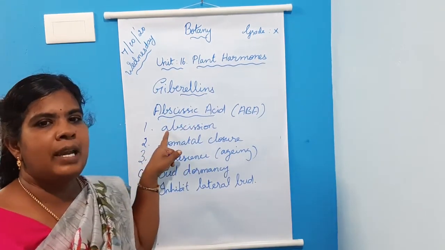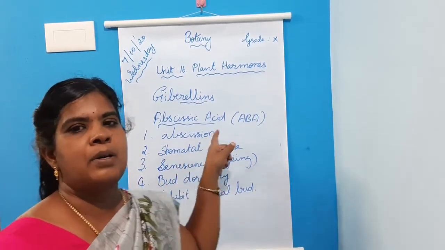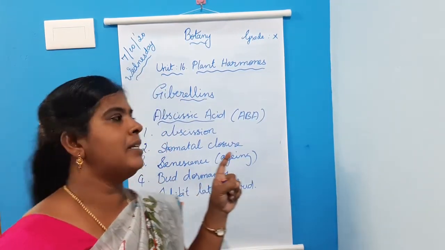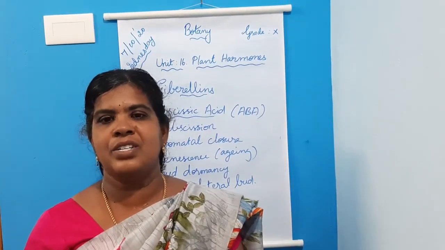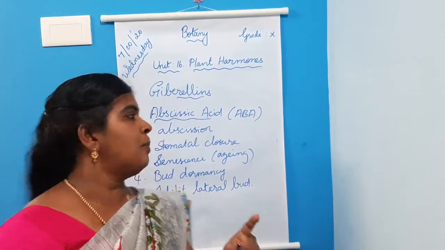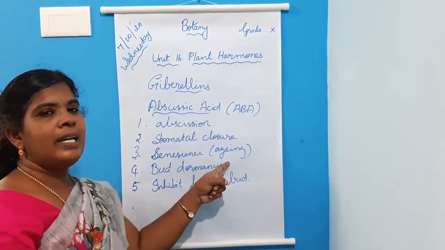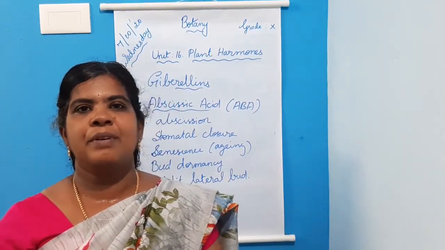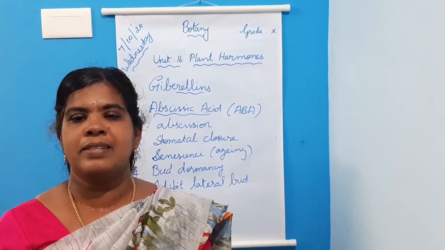Abscisic acid or ABA promotes abscission. What is abscission? Detachment of plant parts, or separation of leaves, flowers and fruits from the branch. Next, during stress or water stress or drought condition, abscisic acid causes stomatal closure. Next, abscisic acid promotes senescence or aging in plants. If the leaf attains age, it results in the reduction or loss of chlorophyll.